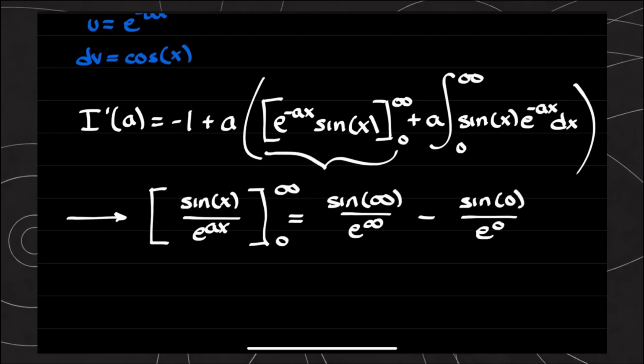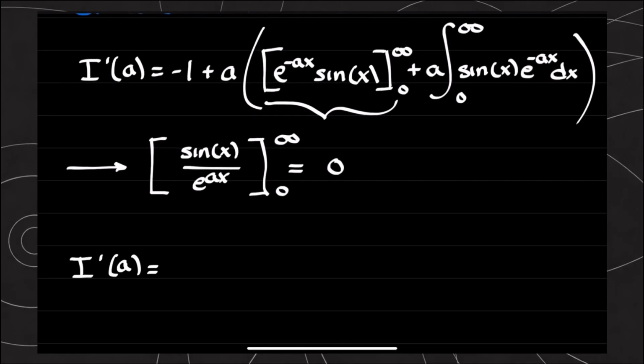Now once again, our trig function sine here oscillates between -1 and 1. Its range is confined between that space. Now e to the infinity, of course, and e to the x in general, is going to grow boundlessly, and so this term is again going to go to 0. Our second term is sine of 0 over e to the 0, which is simply 0. Now 0 minus 0, you should be able to do that in your head, that is 0. And so this entire term is simply 0.